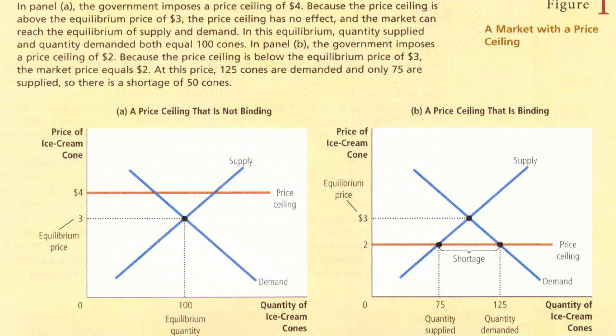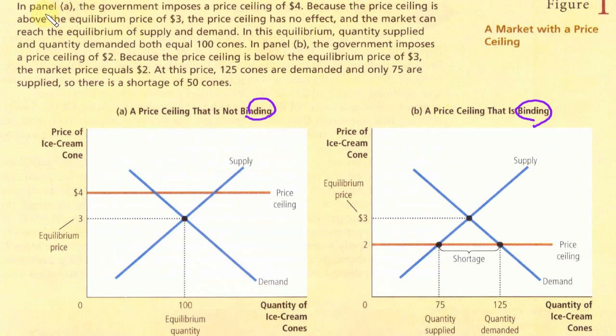Let's see this like this. As I explained here, a price ceiling can be not binding, or it can be a binding price ceiling. What is the meaning of binding? As we compare the two panels, we can easily see what binding means.